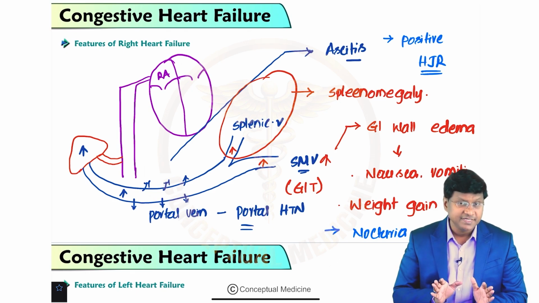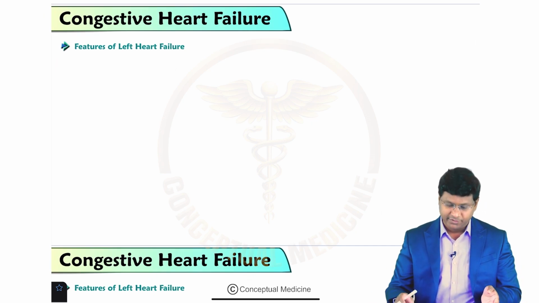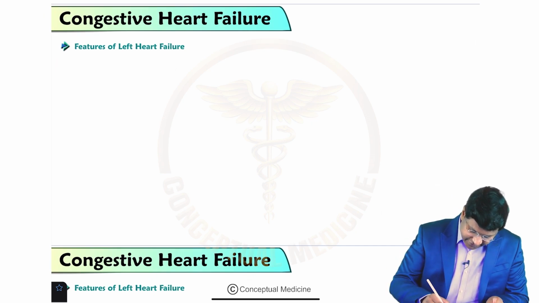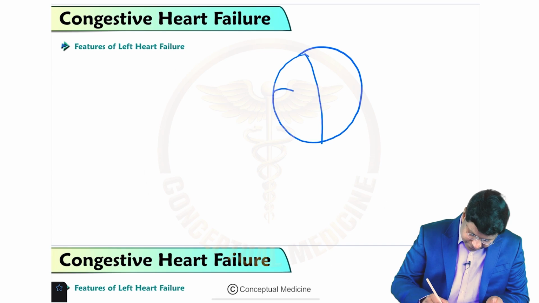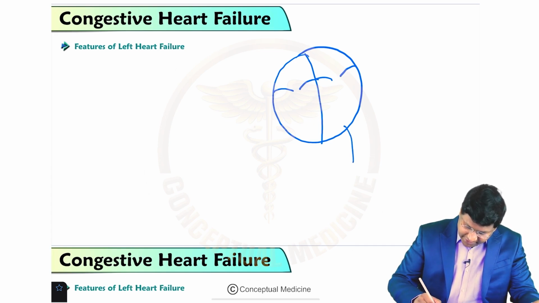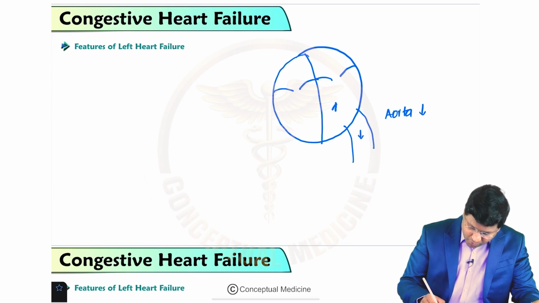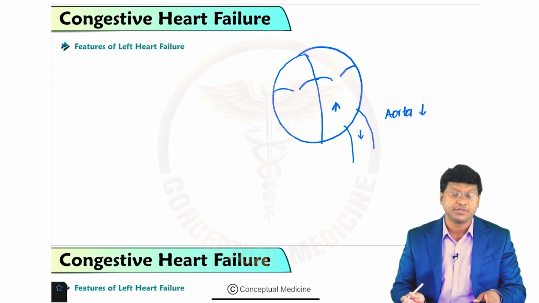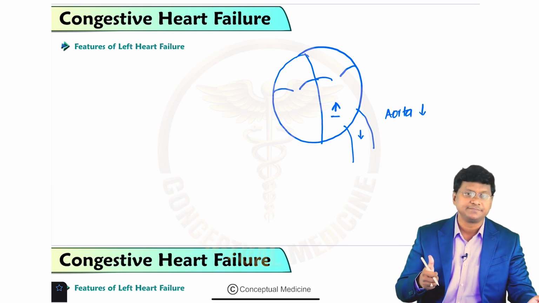Now, after having discussed the features of right heart failure, let me tell you the features of left heart failure. If you observe the features of left heart failure, this will be the 4-chambered heart. In left heart failure, what happens? The cardiac output into the aorta will be reduced. So what will happen to the left ventricular end-diastolic pressure within the left ventricle? It is increased.